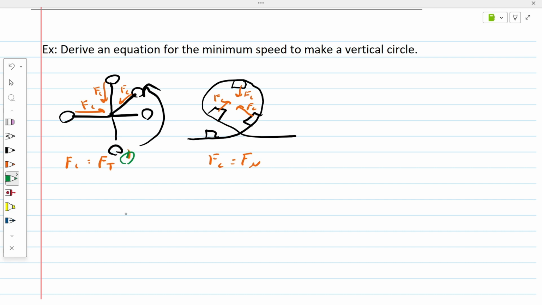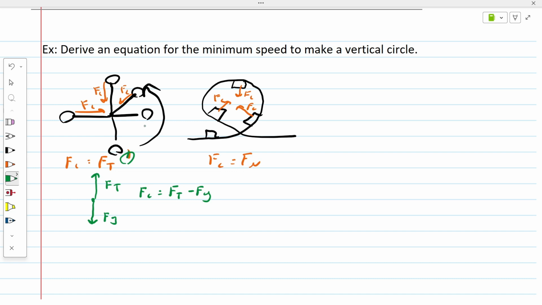So at this point at the very bottom, we have some force due to gravity and some force due to tension. And in this case, the centripetal force is equal to the force due to tension minus the force due to gravity. And so the tension will be larger than gravity, because we know the centripetal force will be in the same direction as the tension force. And that's what keeps the ball moving around.